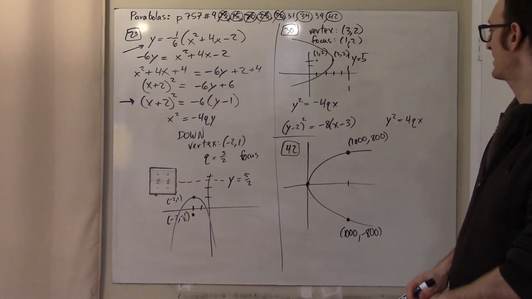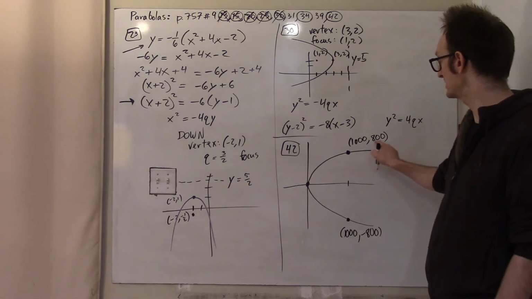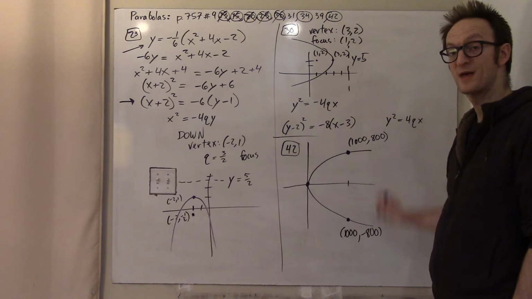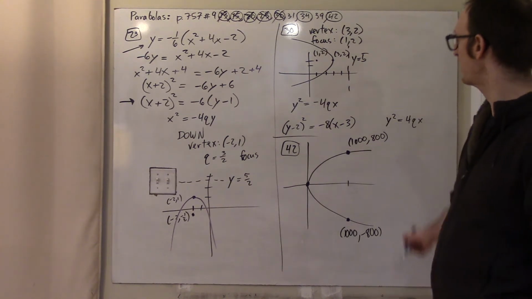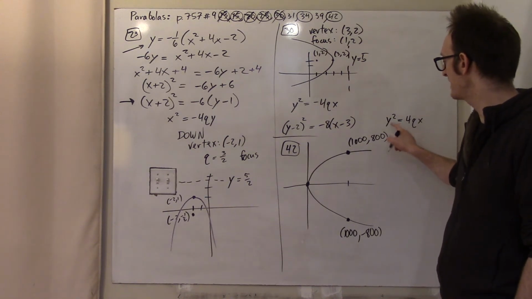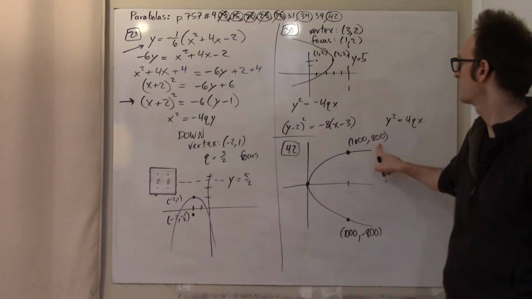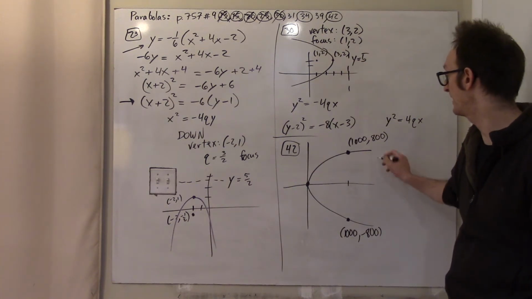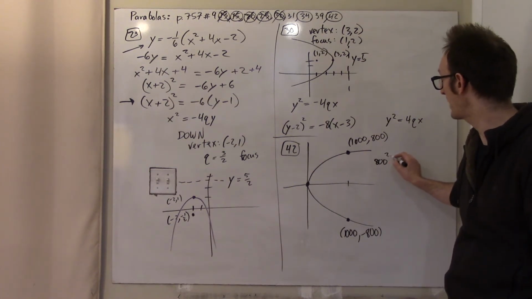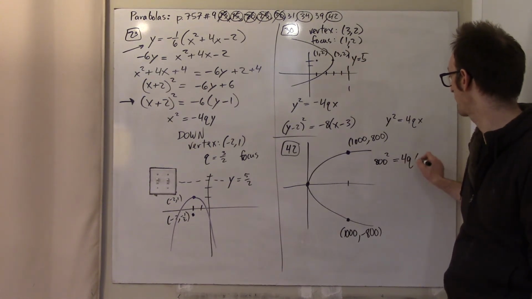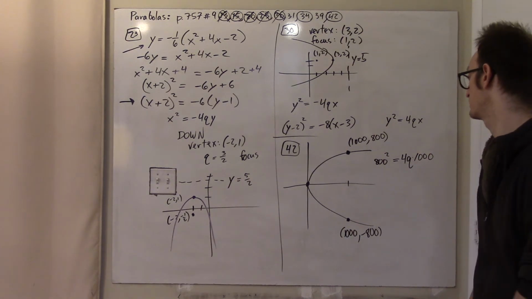And how do I find q? Well, I can just plug in these numbers. Since I know that (1000, 800) is a point on the parabola, if I simply plug that in, what am I going to get? Well, I'm going to get 800 squared equals 4q times 1000, and I just need to solve that.